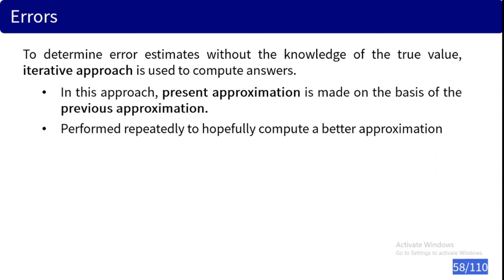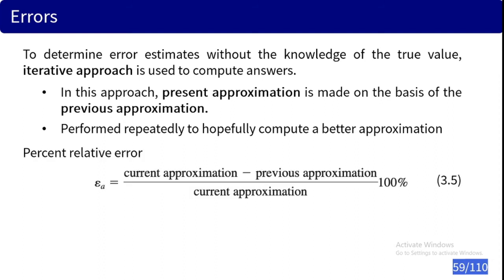Hence there is a iterative approach. Instead of katong true value na to is ang gamiton na to is present approximation. Then the present approximation ato na siyang i-subtract sa previous approximation. So mo na to makuha na tong approximate error. So and with iterative approach is computation is performed repeatedly in hope na makakompute og better approximation. Hence the name of the approach, iterative approach. So makakuha ta og percent relative error na to ni ang relative approximate error. Ang current approximation minus previous approximation over the current approximation.